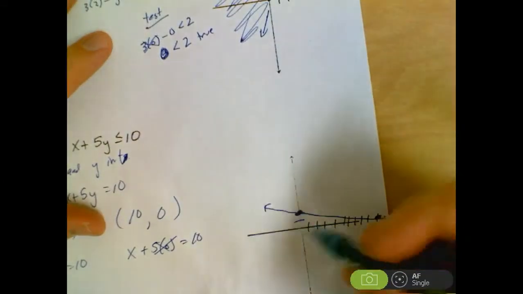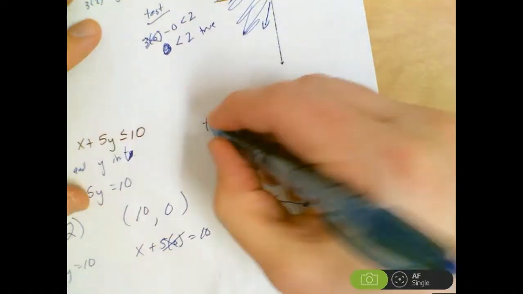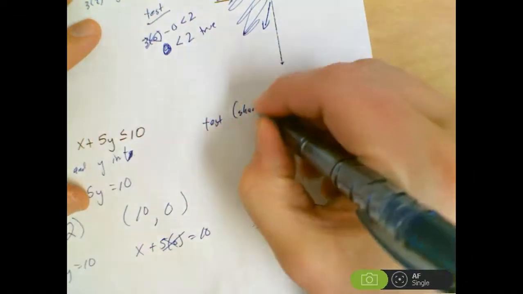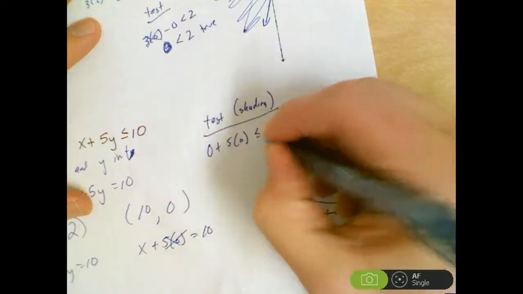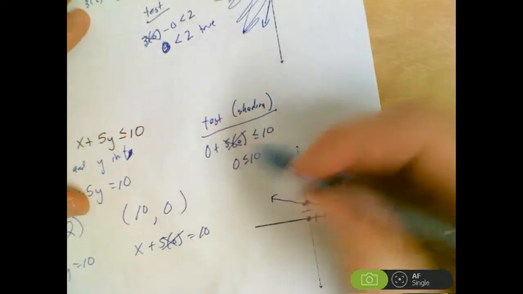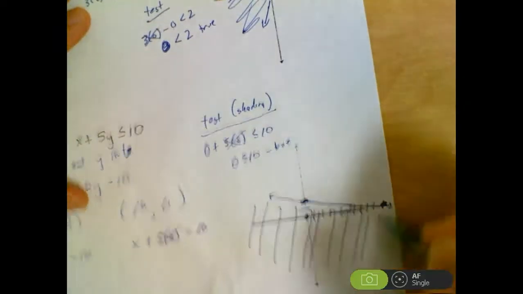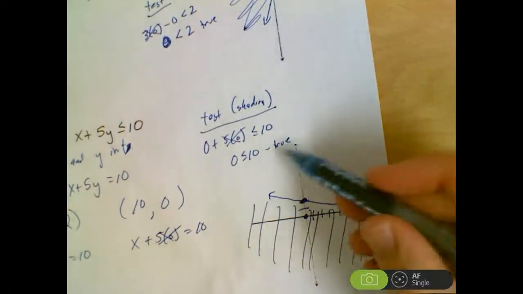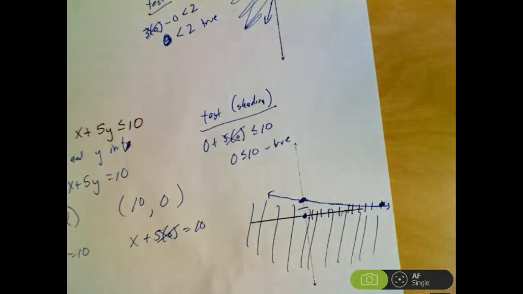In order to shade, we pick a point. You can pick any point you want. I choose 0, 0 because it's easiest, and plug it back into the equation. So 0 plus 5 times 0 is less than or equal to 10. That'll go away. So 0 is less than or equal to 10. Is that true or false? So we shade where that point is. If it's false, if this is not true, then we would shade on the opposite side. Let's go on to one more on the back.